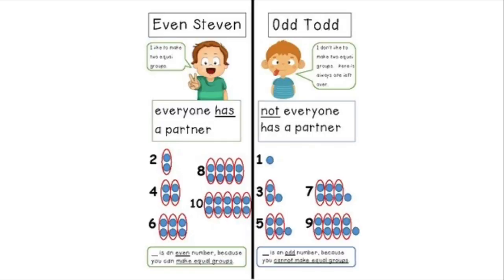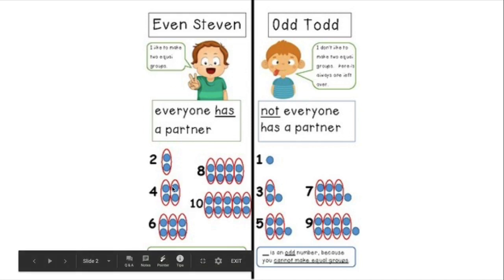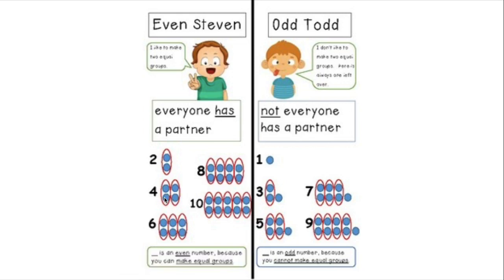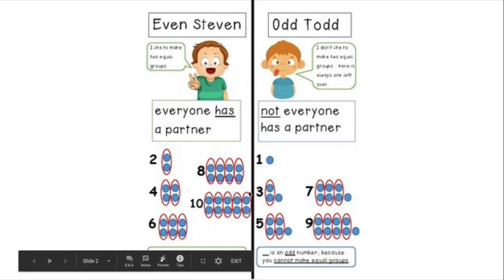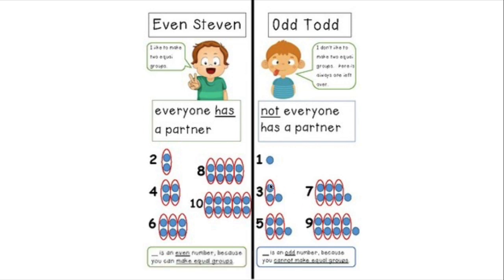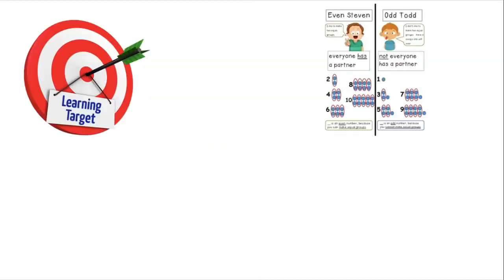Let's remember what we've talked about. We've talked about even numbers, meaning everyone has a pair. To make sure a number is even, everyone would have a pair, or you could put it in the same group. Or odd numbers: not every single number that you put in has a pair. So looking at number 3, you can put in one group of 2 and then one would be by itself.